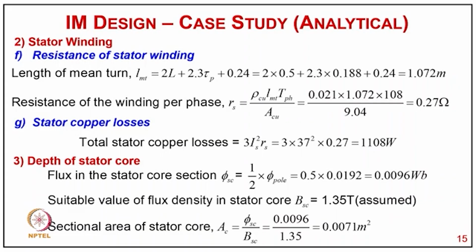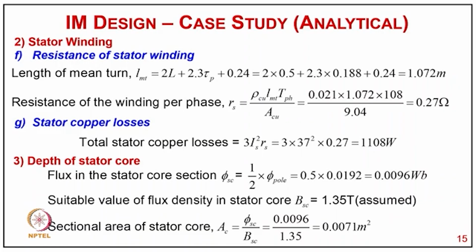So the total stator copper loss, but there is a 3 phase winding, so 3 into IS squared into RS, where IS is the current. Keeping the value of typical current and resistance, it comes to 1108 watt. Now coming to the depth of the stator core.